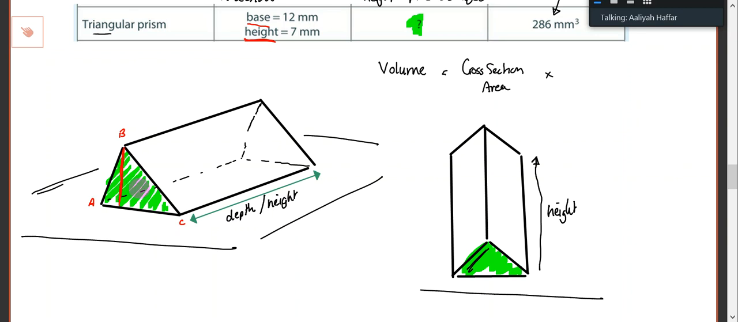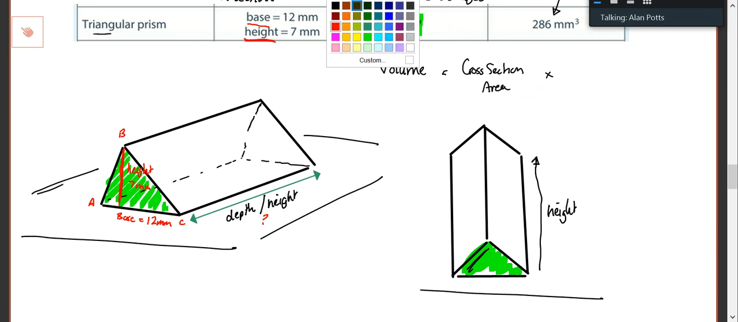Well done. So this is the height, which is 7 millimeters, and the base is from A to C, which is 12 millimeters in this case. And then obviously the depth is what I want to know. Okay. But I do know one other thing, and this is the thing people overlook. They forget to write this.